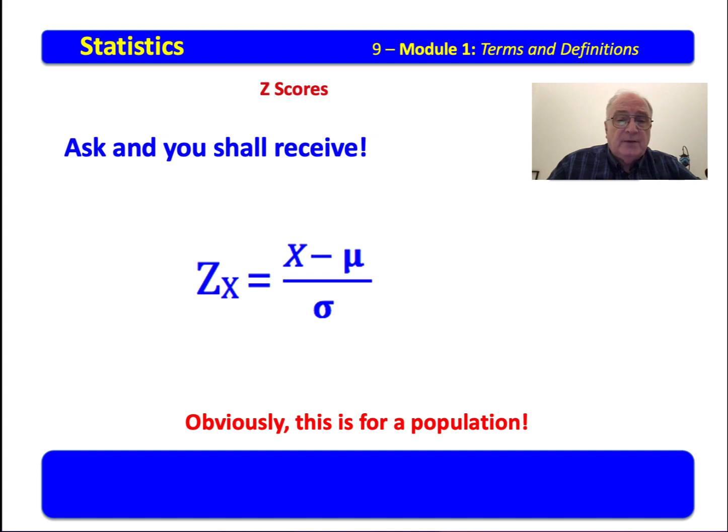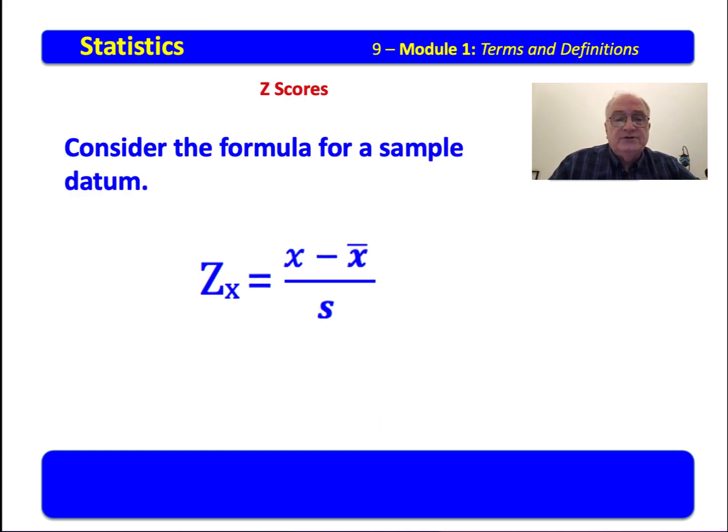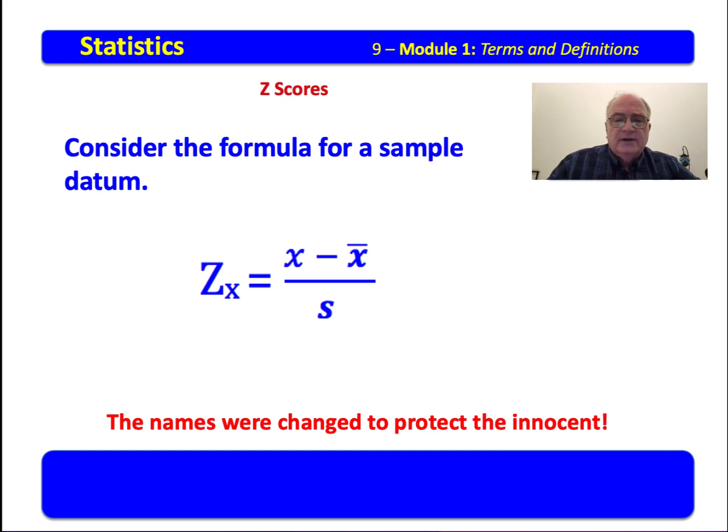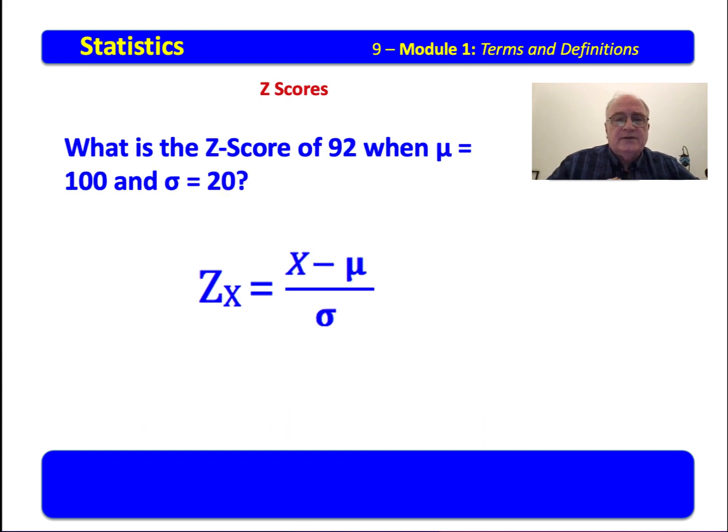Obviously, this is for a population because we have mu and sigma, and we have x, which stands for a data point in the population. If we were using the sample, the z-score for a data point would be x minus x bar over s. This is fairly easy to calculate. The names, of course, were changed to protect the innocent.